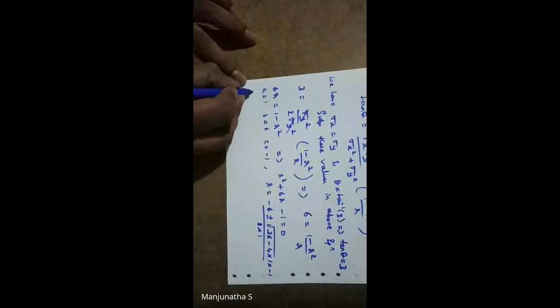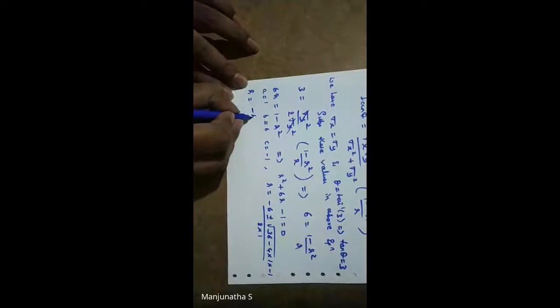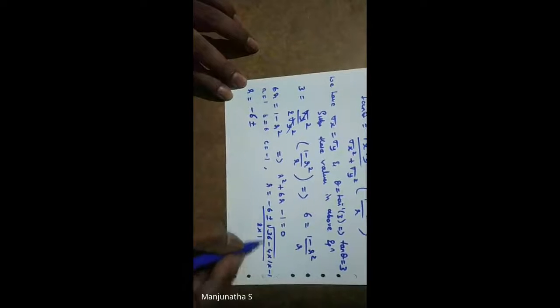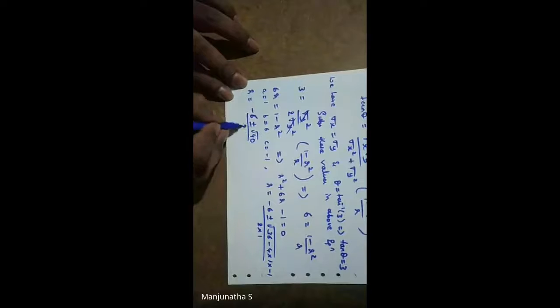So what is a? A is 1. B is the coefficient of r, that is 6. And c is minus 1. And we know r is equal to minus b plus or minus root of b square minus 4ac, divided by 2a. That is the quadratic formula to find the roots. So r is equal to minus 6 plus or minus root of 36 plus 4, which is root 40, divided by 2.